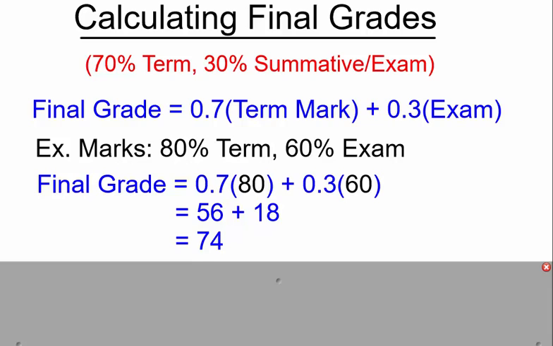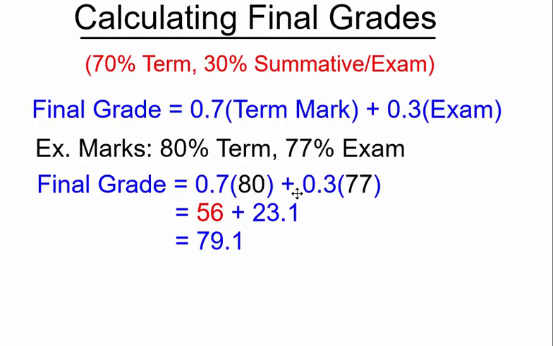So let's look at a couple of others here that are already done. In this example, pretty similar, except there's an 80% term and a 77% exam. Calculations look the same to start, 23.1 over here now. So that's to say I've got 23 marks out of a possible 30 on the exam. And when I add those up, we see 79 ends up being my mark. So again, 3% lower on the exam than on the term, but it only made about a 1% difference on the final report.